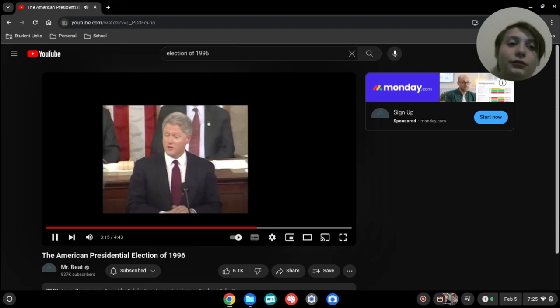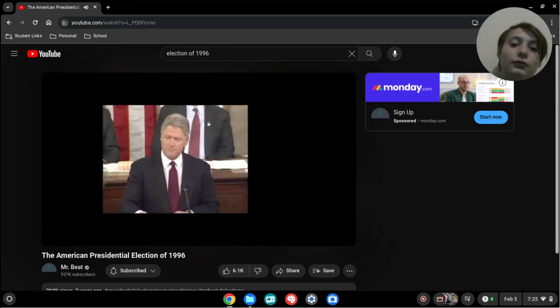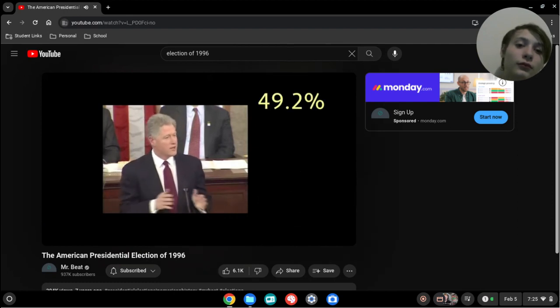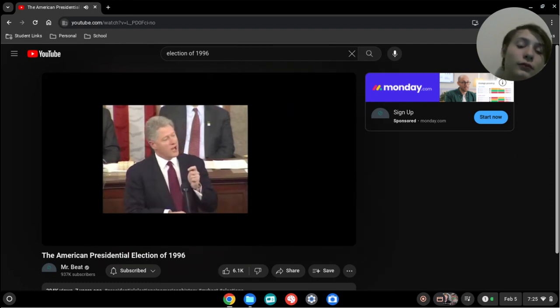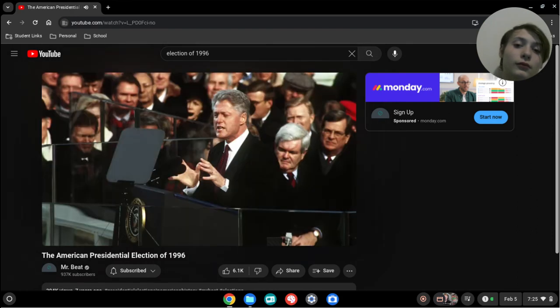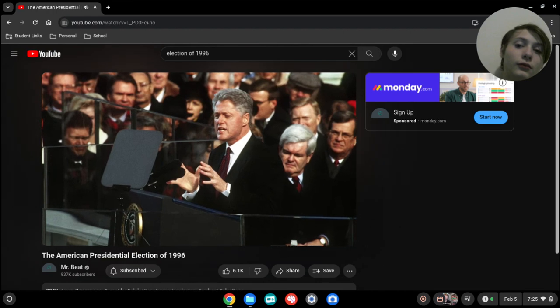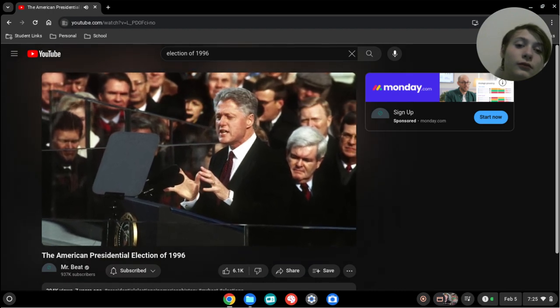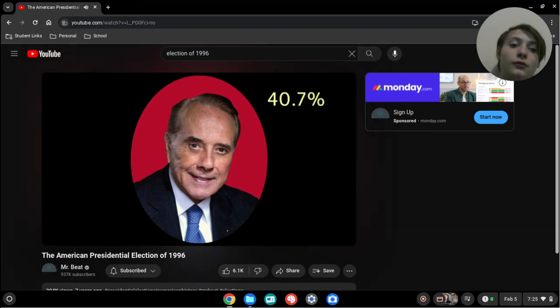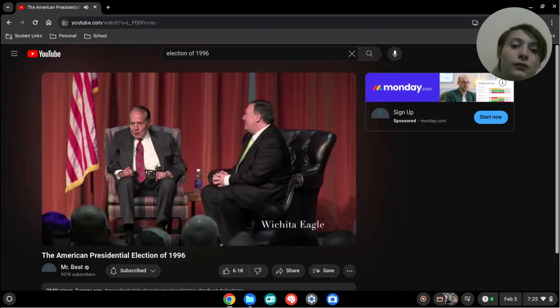Here are the results. Bill Clinton easily won re-election, receiving 379 electoral votes and 49.2% of the popular vote. He was the first Democrat to win re-election since Franklin Roosevelt, and at 50 years and 2 months old, he became the youngest president to ever be re-elected. Bob Dole received 159 electoral votes and 40.7% of the popular vote. That old fogey Bob Dole, by the way, is still alive and still active.